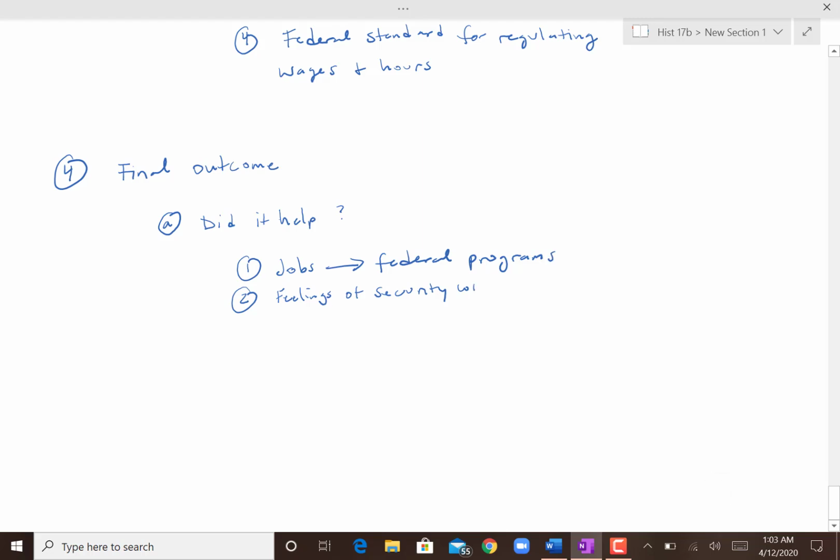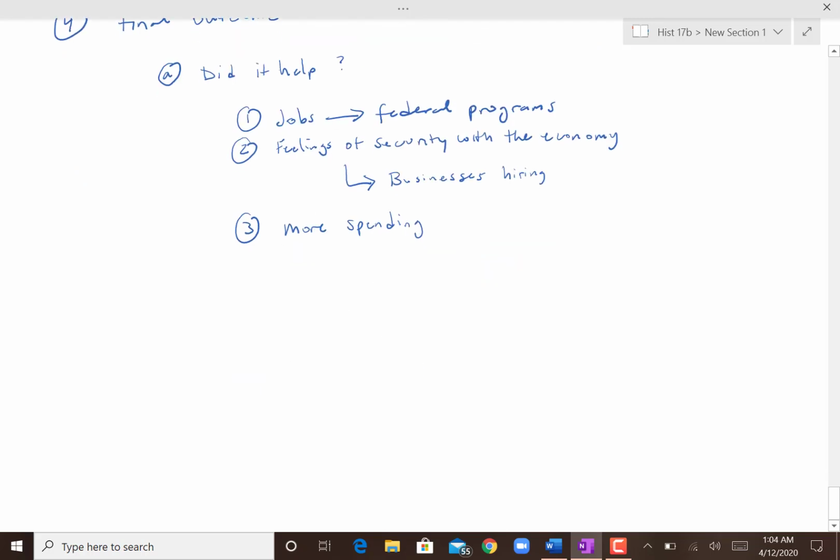Feelings of security with the economy. And that leads to private businesses, or just businesses, because it could be public businesses too, businesses rather than the government hiring again. So it did help with that. You do have more spending in the economy, but it wasn't enough overall. It wasn't enough to get us out of the Great Depression.